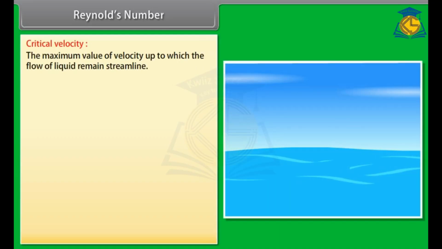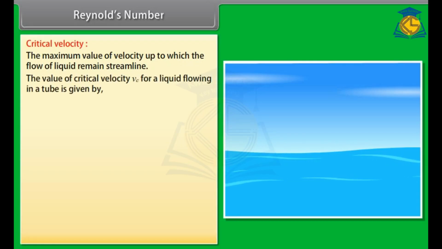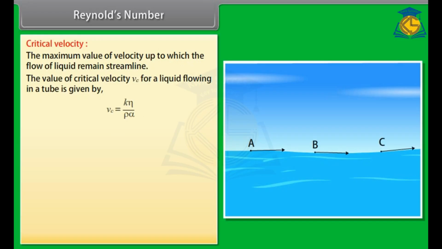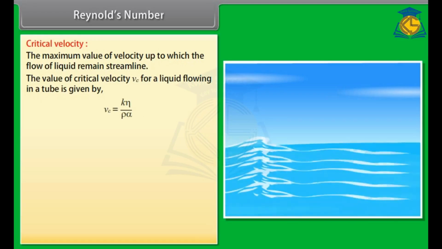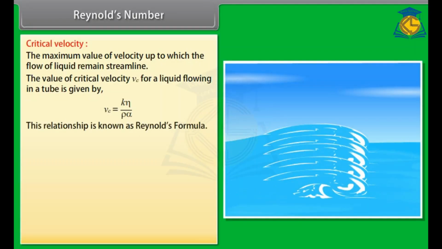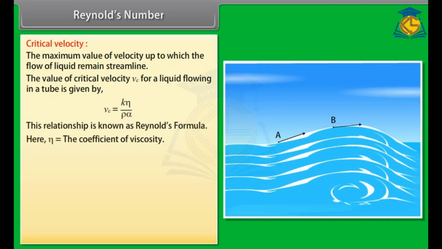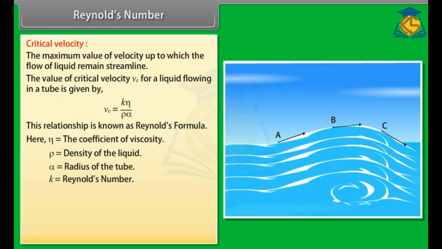Reynolds number. Critical velocity is the maximum value of velocity up to which the flow of liquid remains streamlined. The value of critical velocity Vc for a liquid flowing in a tube is equal to K η upon ρ a. This relationship is known as Reynolds formula. Here, eta is the coefficient of viscosity, rho is the density of the liquid, a is the radius of the tube, and K is the Reynolds number. Reynolds number K is a dimensionless constant.